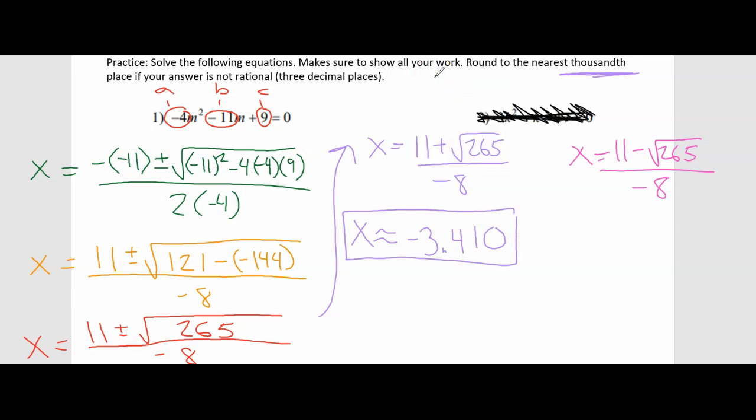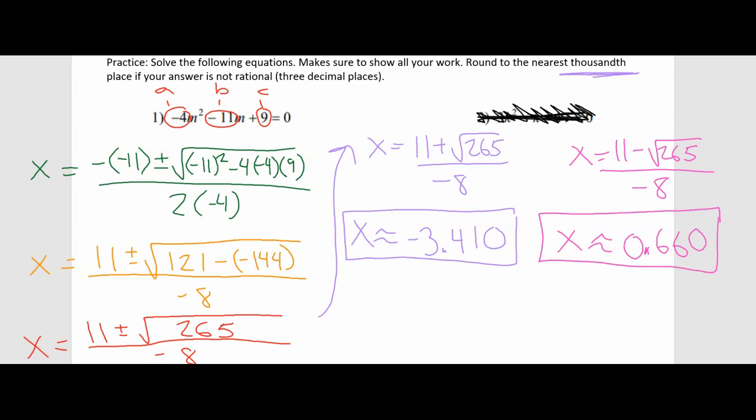The other one, as I punch this in myself, we get x is approximately equal to 0.6598. Same thing happens. That 8 bumps the 9 to a 10, which bumps this 5 to a 6. So we get 0.660. Those would be our two approximate solutions.